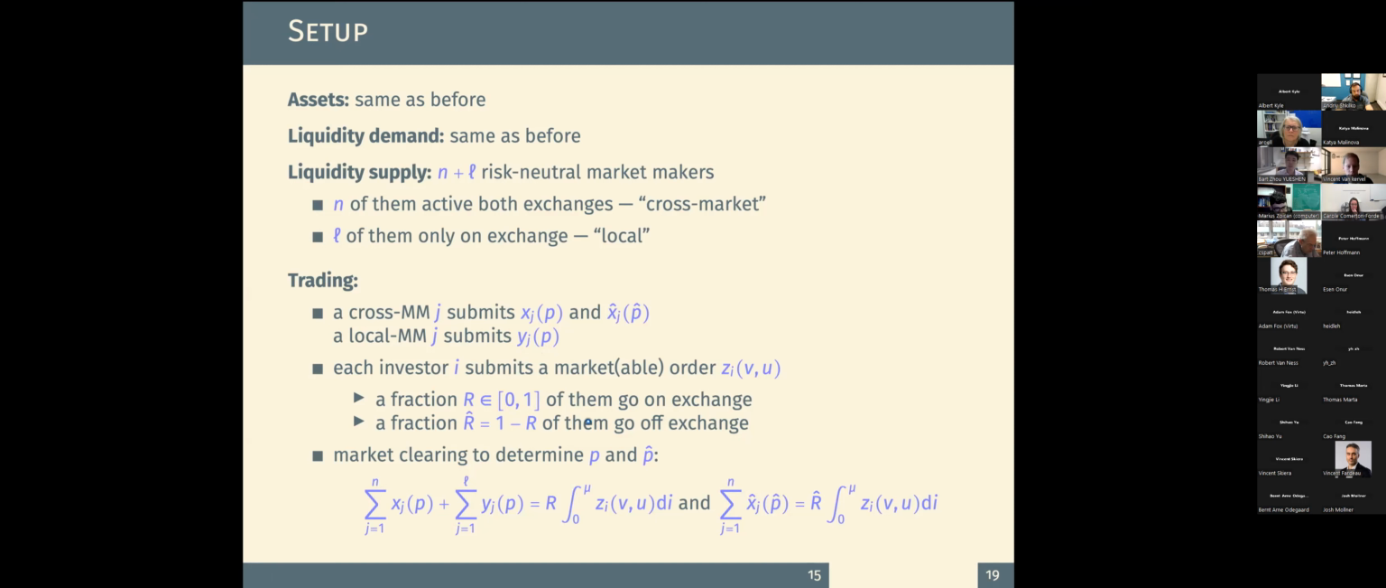And each investor submits a marketable order just like before. A fraction of them, R of them, go to the exchange. The rest, 1 minus R, go to off exchange. And note that here we don't need to specify the small RJ because all the orders that go off exchange must be auctioned off together. So we only need to know the R hat here. We don't need to know the small R hat. And market clearing determines the P and P hat. This is on exchange where you have both the cross market makers and the local market makers to supply liquidity. Off exchange, you only have the cross market makers to supply liquidity.